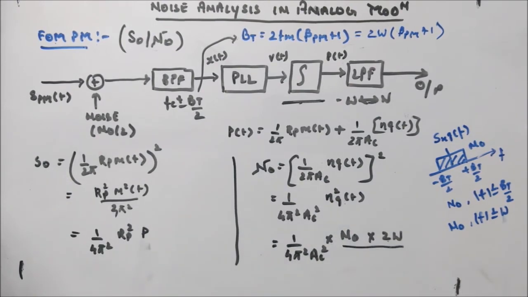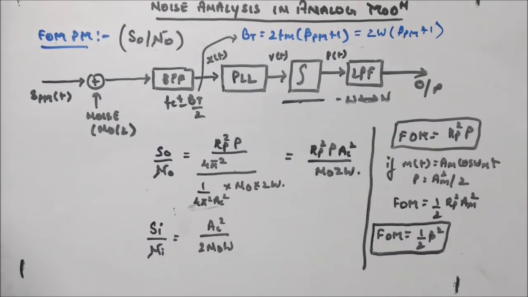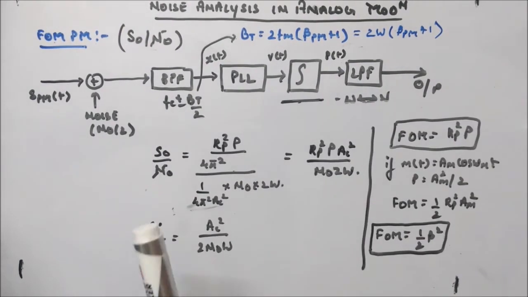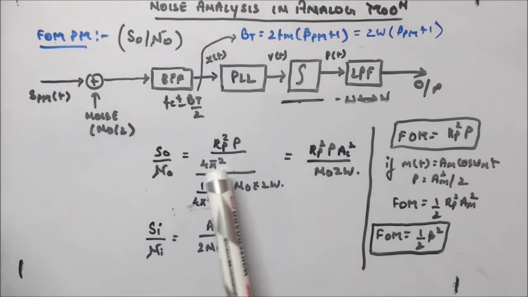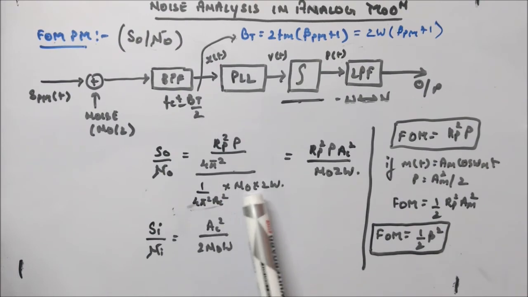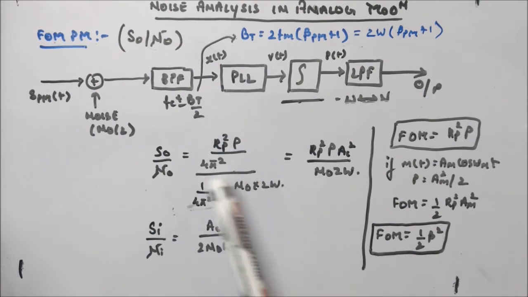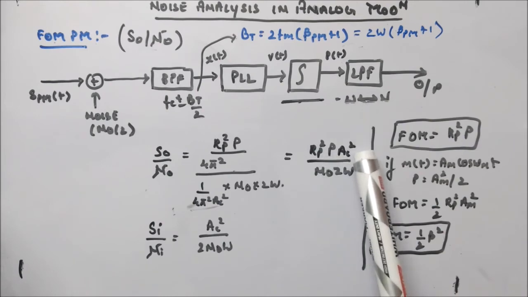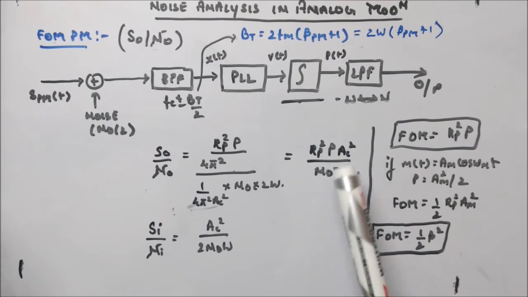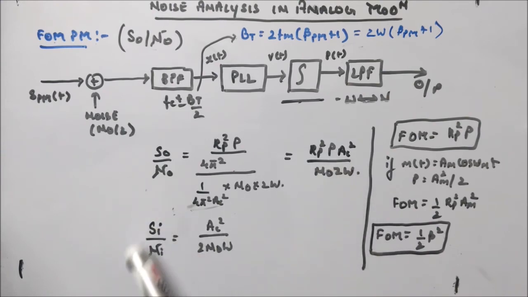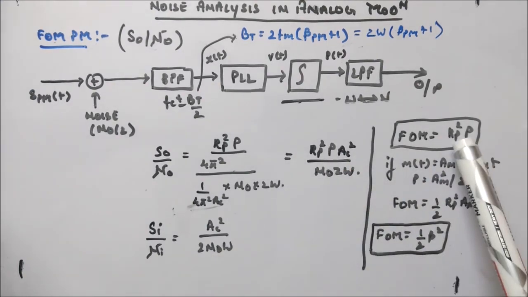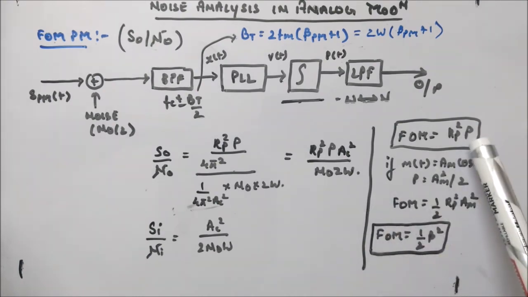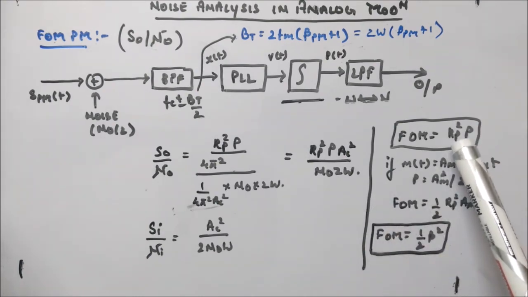Now you can calculate the SNR. Okay, so this will be the SNR. So the signal power is kp square P divided by 4 pi square, the noise power is 1 by 4 pi square AC square into N naught 2W. You cancel the terms, you will get kp square P AC square divided by 2 N naught W. This is your SNR at the output. This is the SNR at the input, AC square divided by 2 N naught W. So FOM will be this divided by this, which will be kp square P, where P is the power of the message signal and kp is your phase sensitivity.